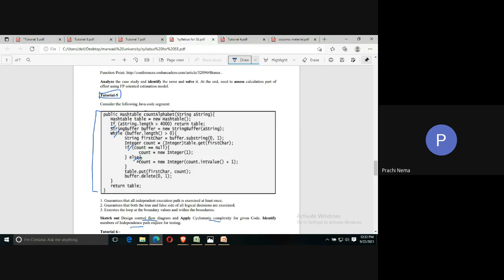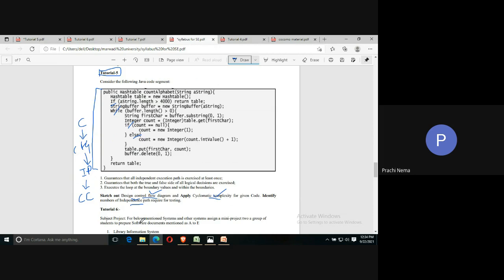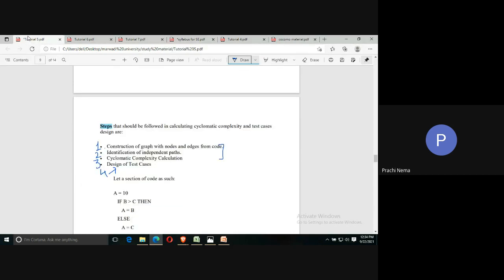If you follow these steps, you can complete your tutorial also. Here in the tutorial, this is the code given. So draw a control flow graph for this code, then find the independent paths in this control flow graph, and after that, you have to calculate the cyclomatic complexity. These are the three things which have been asked here for this particular code. So this is how you can do your tutorial number 5: simply draw the graph, find the independent paths, and then the cyclomatic complexity.